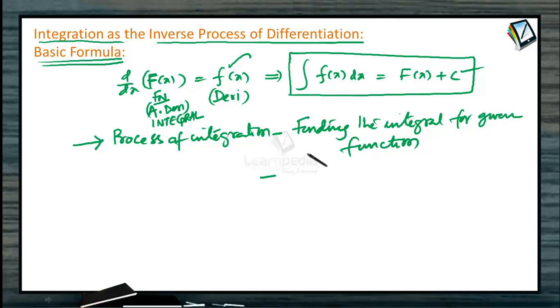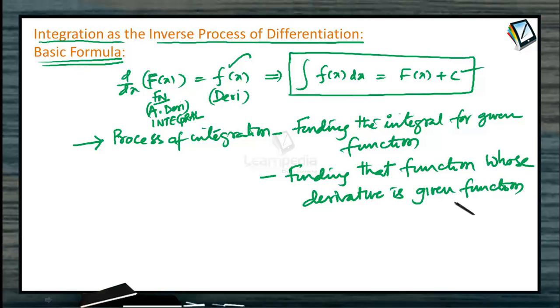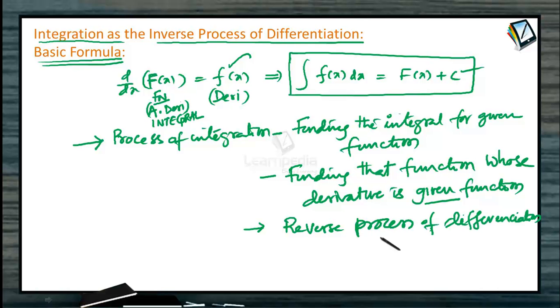But how are you finding the integral? You are finding the integral such that the derivative of that particular integral is the given function. So integration is a process of finding that function whose derivative is the given function. You will be given some function, and that function will be the derivative of the function you are going to find. So finally we conclude that the process of integration is nothing but the reverse process of differentiation.